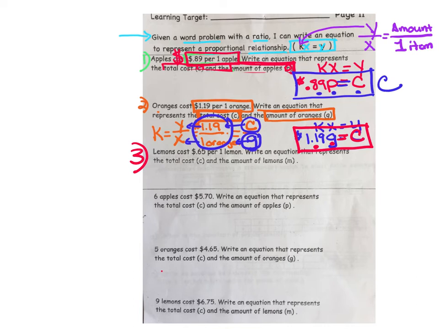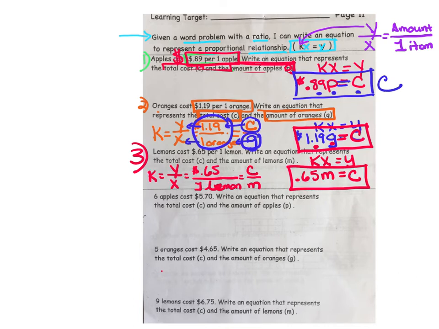Please pause the video. Your equation should be 0.65, 65 cents times every lemon M equals C, the total cost. Now let's move on to the remaining 3 where you're not given the unit rate. You have to calculate it. You're going to need your calculator, and you should also write an equation. Please move on to 4, 5, and 6.